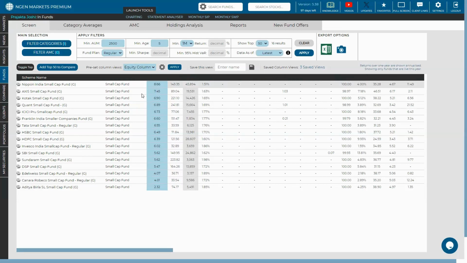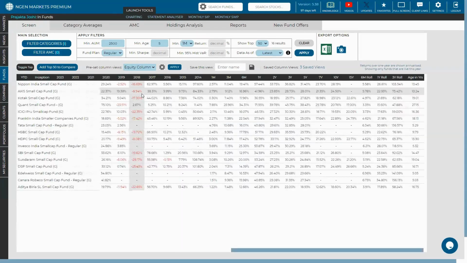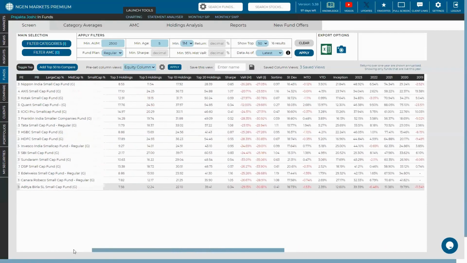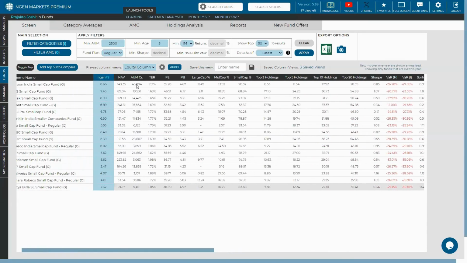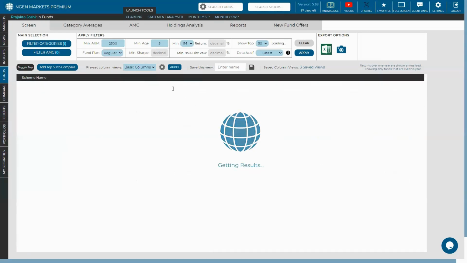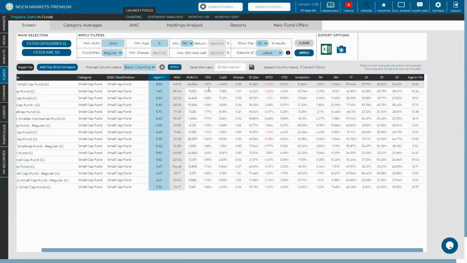So the moment you do that, all the net YTM, all the credit rated securities, AA rated, AAA rated, all of that will go away. And all the equity securities relevant columns will show up. Of course, you can pick and choose basic columns as well. So when you choose basic column view, you will see only basic columns like AUM, total expense ratio, the Sharpe ratio, standard deviation, month to date, year to date, the basic return parameters, and of course, age in years. So that is what gets visible.